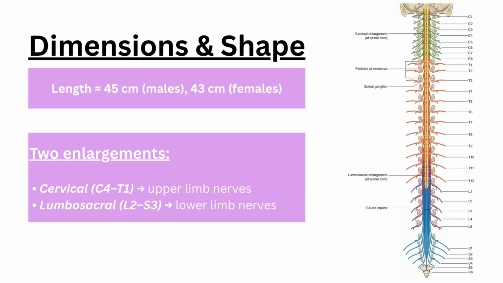The spinal cord is about 45 cm long in males and slightly shorter in females. It has two enlargements: the cervical enlargement for upper limb innervation and the lumbosacral enlargement for lower limb innervation.